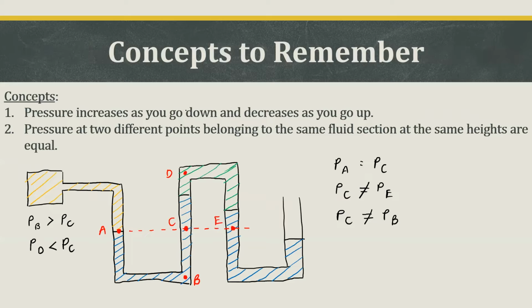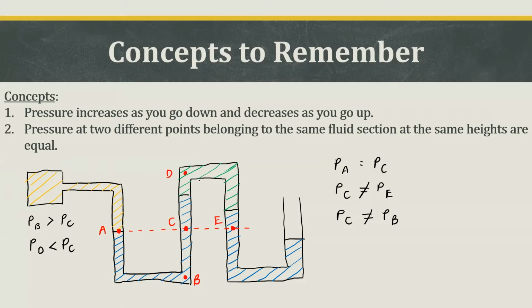So concept number one, let's focus on the points D, C, and B at this column of fluid. With respect to point C, when you go down, pressure increases. So pressure at point B is greater than the pressure at point C. While when you go up, it decreases. So pressure at point D is less than the pressure at point C.